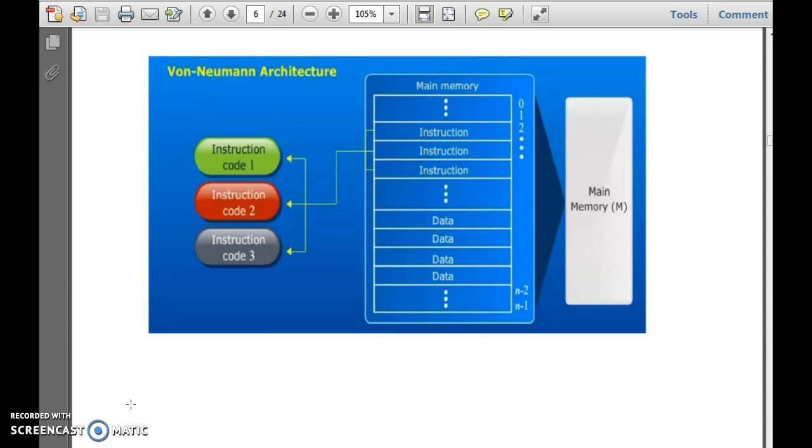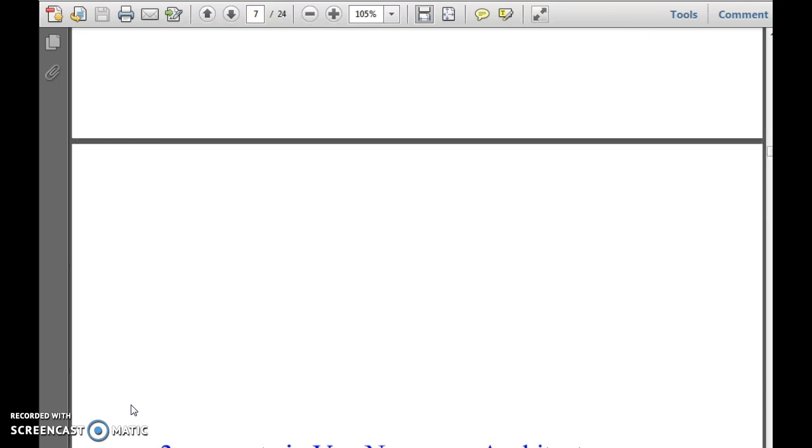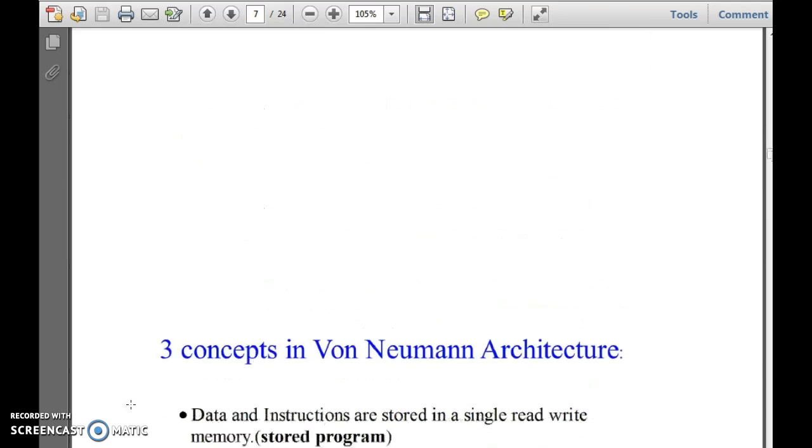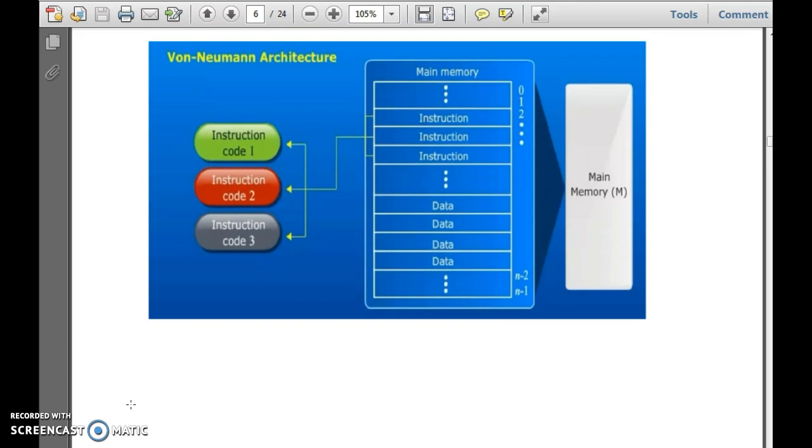Next, let us see the three concepts of von Neumann architecture. The first concept he proposed is data and instructions. See, this is a von Neumann architecture. Here, data and instructions both are stored separately, but inside the same memory location. Earlier, first only the instructions would be fetched, and next they had to send another instruction to fetch the data. Whereas using von Neumann architecture, using a single instruction, they can fetch both the instruction and the data. That is the first concept he proposed.